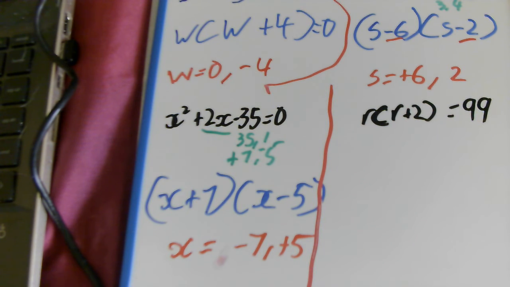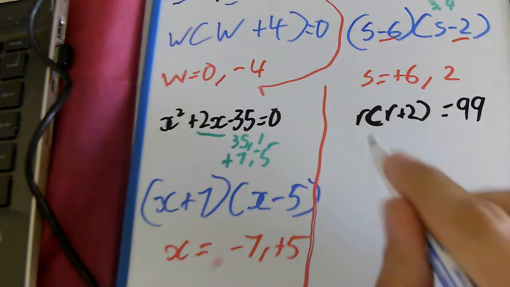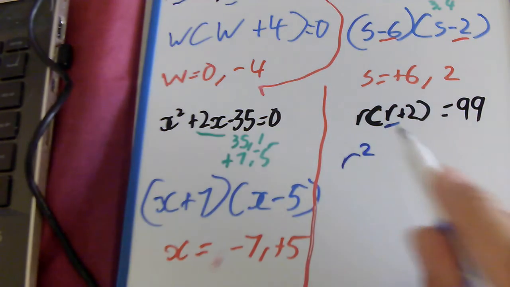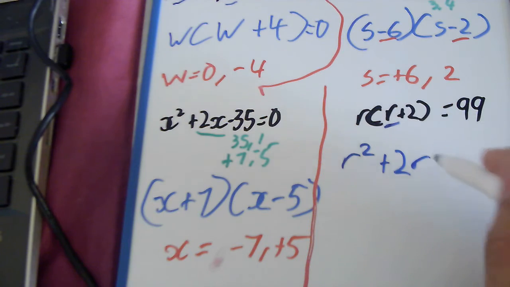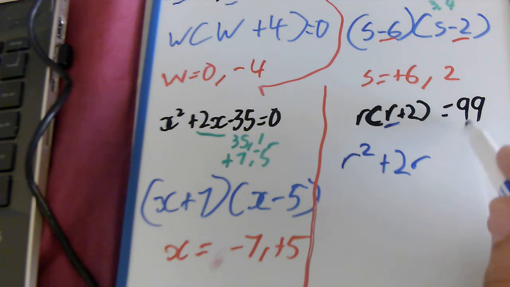That last one, r times r plus 2 equals 99. First up we can expand the brackets. So r times r will be r squared. R times 2 will be 2r. Now I'm going to do 2 steps in one, so I've expanded the brackets, and this will obviously equal 99. I'm going to minus 99 from both sides, so that means on this side it will be 0, and on the left hand side I'll be minusing 99, so minus 99.